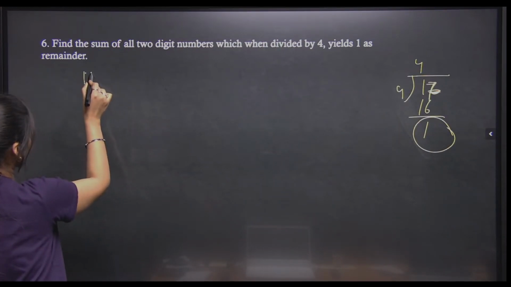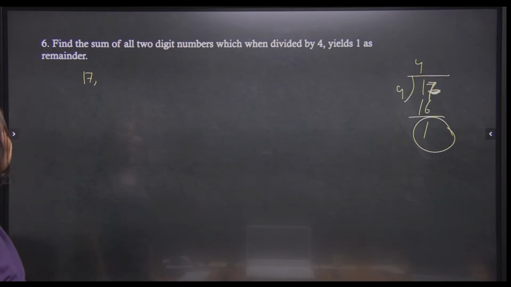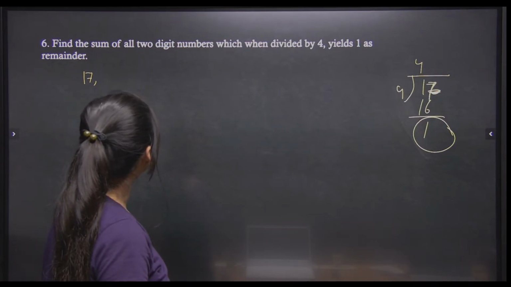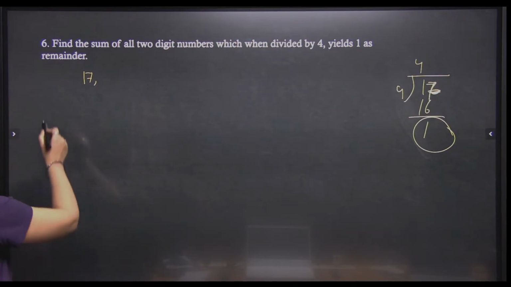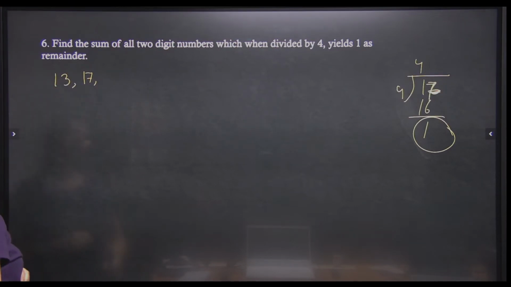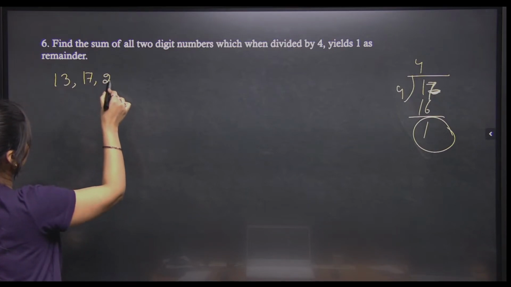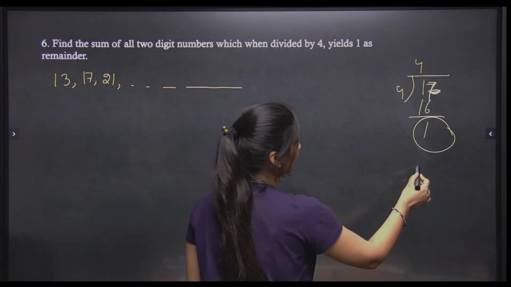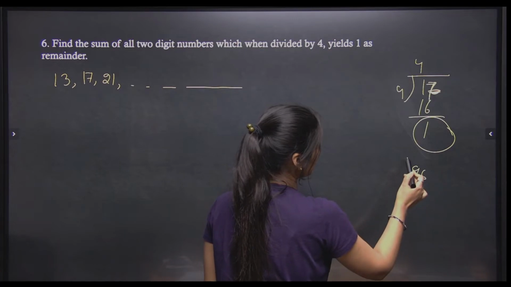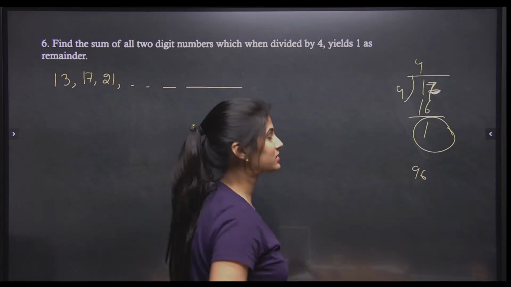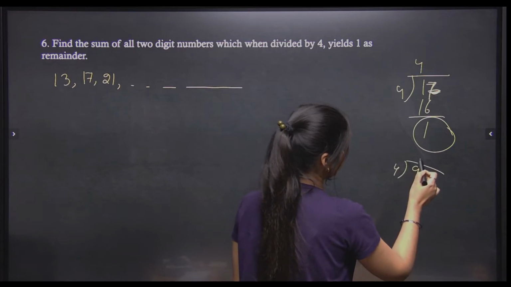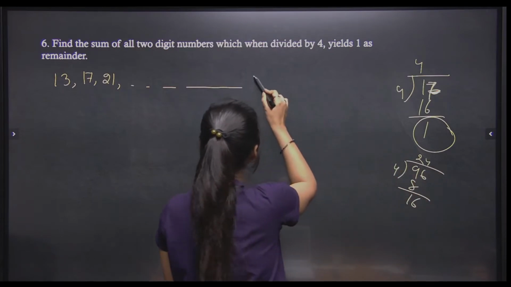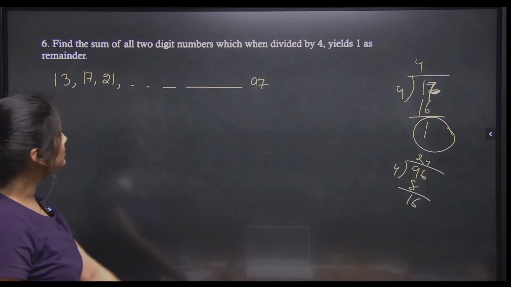So this is 17. Okay. Now the next one. Now what should be the last number which is divisible by 4? I think 96 is the last two-digit number which is divisible by 4. So we have to take 97. So this is the sequence.